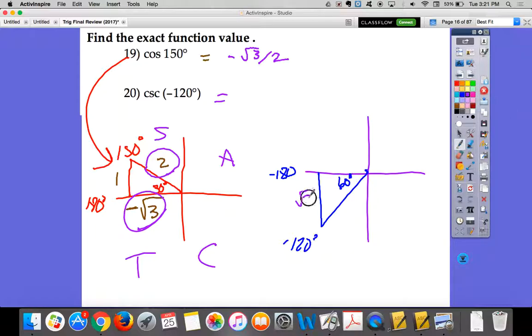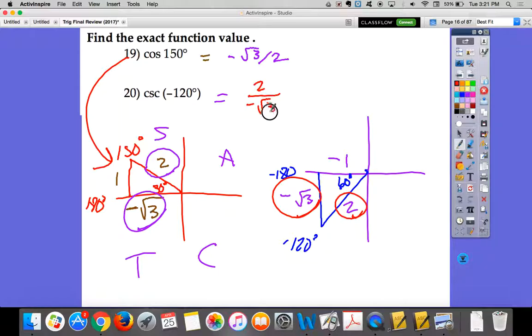Opposite 60 is square root of 3. It's down now, so since it's down, it's negative. The adjacent side is 1, but again, it's left, so you got to put the negative. And hypotenuse is going to be 2. Now, cosecant is the reciprocal of sine. So if we do sine and we turn him upside down, we should be good. Sine is going to be opposite over hypotenuse. So let's do hypotenuse over opposite.